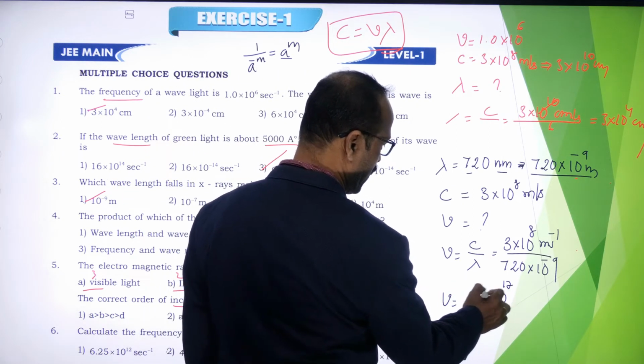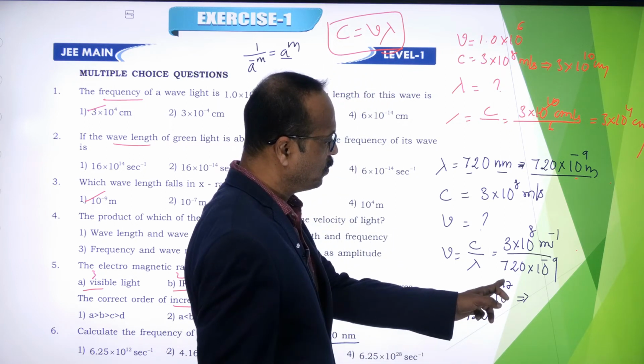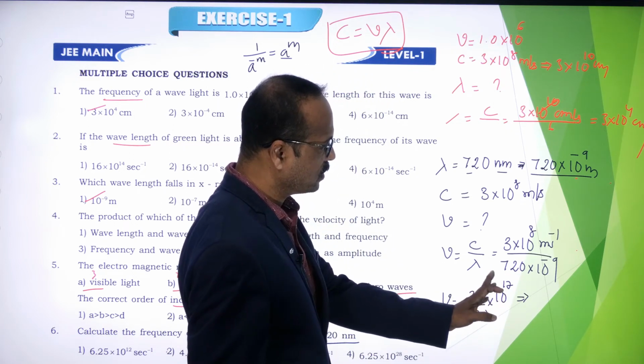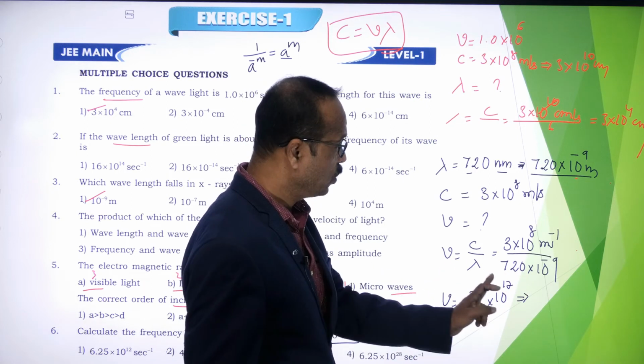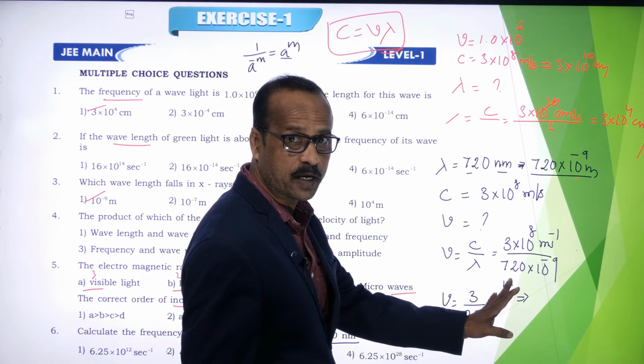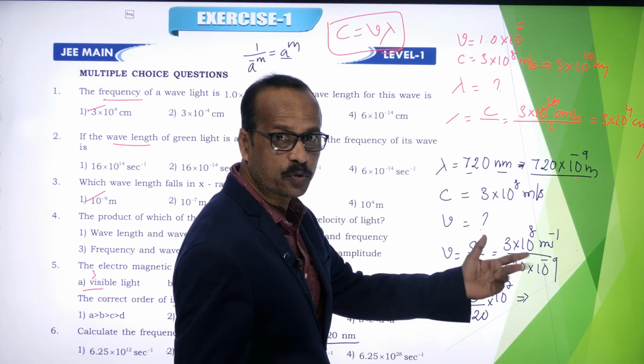Okay, so let me write this one. Try to observe here, 10 to the power of 17. I can write it like 10 to the power of 3 into 10 to the power of 14. When the base is equal, the powers should be added. In that way, we can write 10 to the power of 17 as 10 to the power of 3 into 10 to the power of 14.